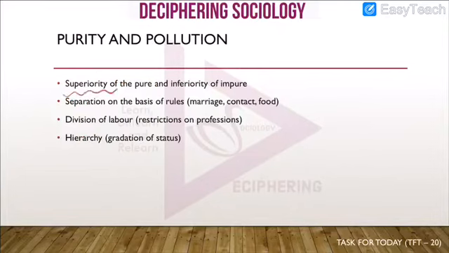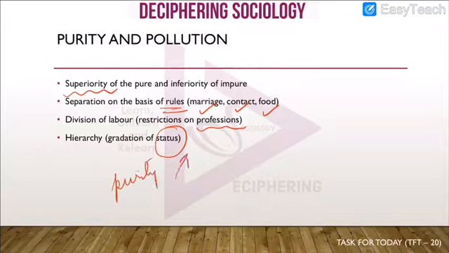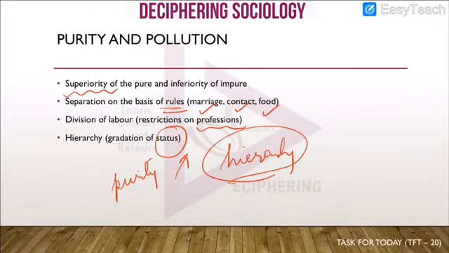So here we can see it in detail. Idea of purity and pollution was based on superiority of the pure and inferiority of impure. There was certain separation based on marriage, contact, food. Also certain occupations were restricted, and those who enjoyed purity, they were higher up in society, higher up in the hierarchy.